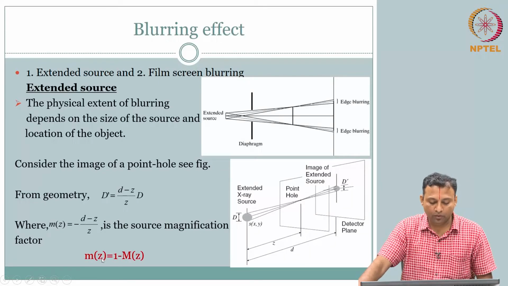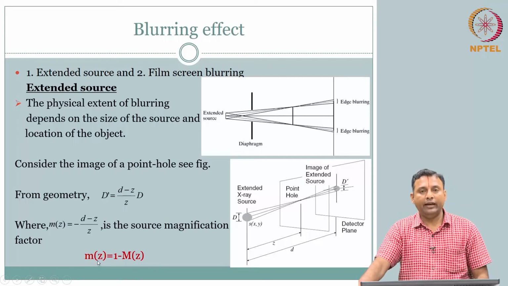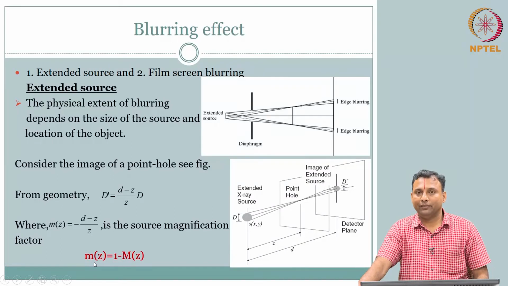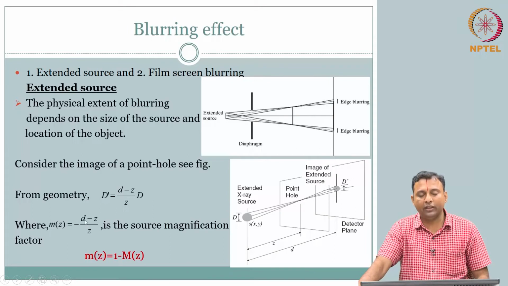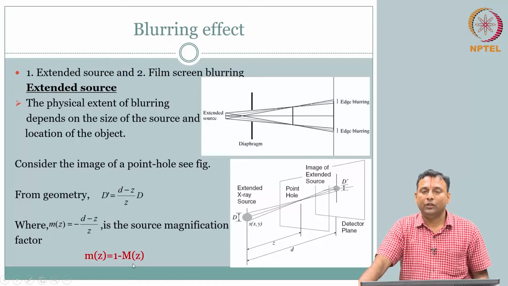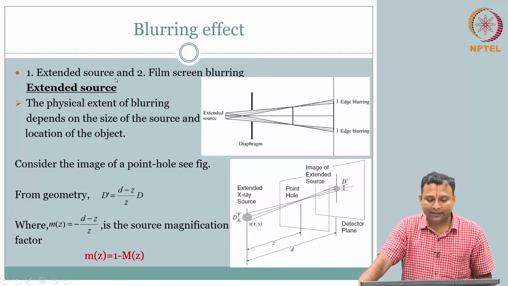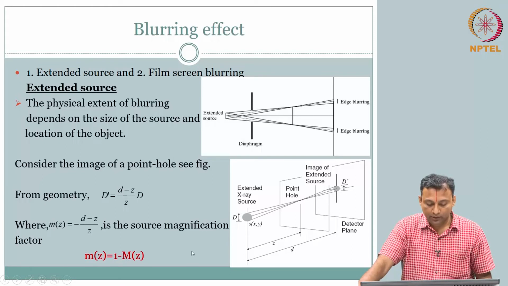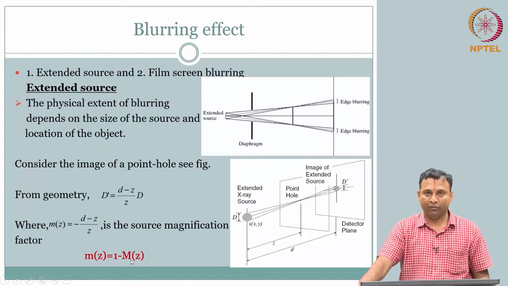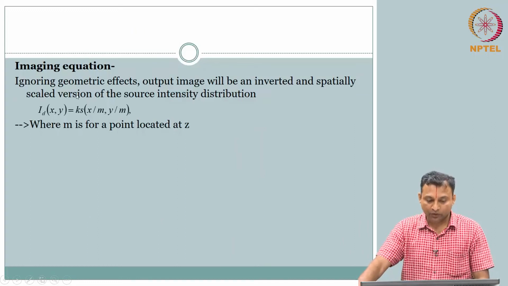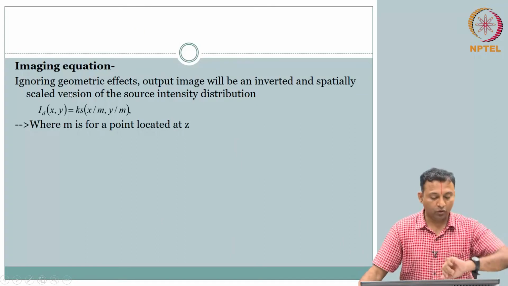So now we will write the relationship between depth dependent magnification and your source magnification factor. We can have this relationship because it's all in terms of d and z, so you can manipulate one in terms of the other. Our objective is that the extended source has an effect which leads to this magnification, which can be written in terms of your depth dependent magnification. All of the equations in your imaging we have already written, so we can just quickly upgrade those equations.